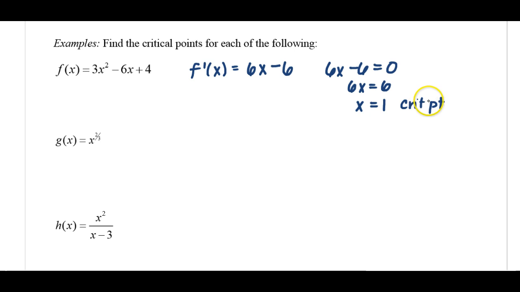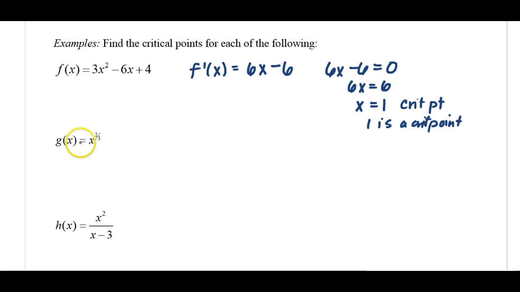So x equals 1 is my critical point value. Again, as I said, it's kind of a flaw in the notation, because we would stop here and say that 1 is a critical point. Even though a point is generally an x and a y, I'm only concerned with the x value. So just 1 is a critical point.